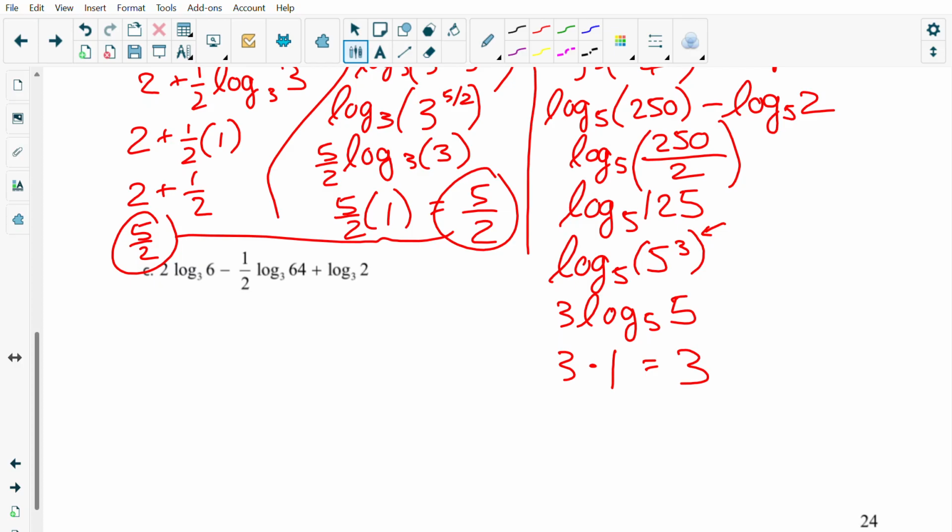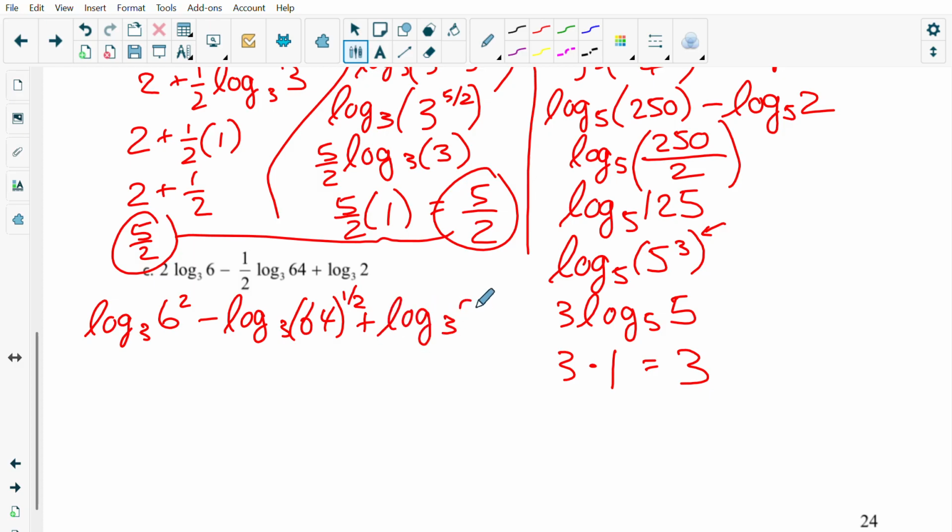Another example, folks. 2 log base 3 of 6 minus 1/2 log base 3 of 64 plus log base 3 of 2. Okay, we need to put all this together. So first one, I'm going to apply the power law. Log base 3 of 6 squared minus log base 3 of 64 to the 1/2 exponent plus log base 3 of 2.